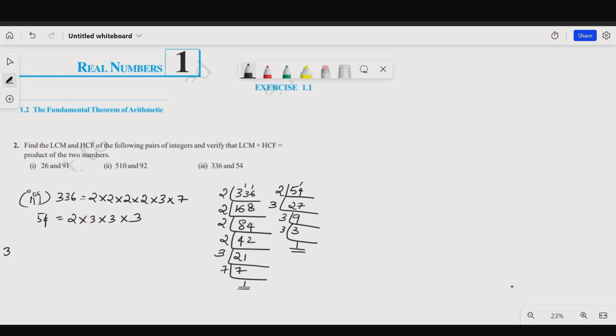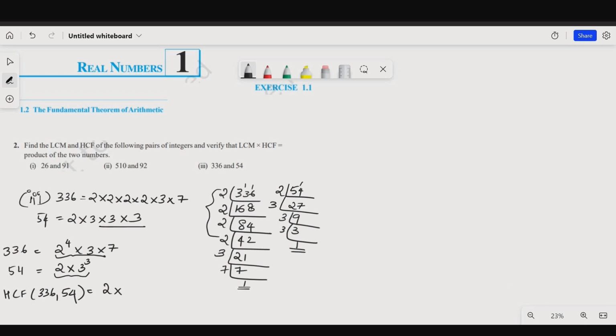So 336 can be simplified and written as 2 raised to 4, as 2 appears 4 times, into 3 into 7, and 54 can be written as 2 into 3 raised to 3, as 3 appears 3 times. Now the HCF of 336, 54 is equal to, HCF means it's a product of the smallest power of each common prime factor in the number. So from these two we can see the common prime factors are 2 and 3.